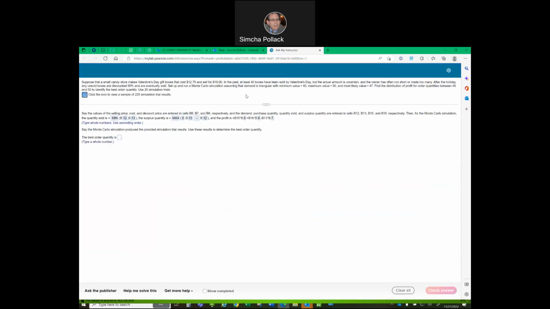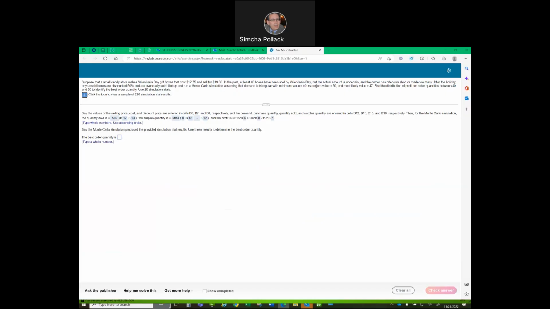So again, with a relatively simple example like this, you could probably solve it analytically, meaning coming up with some formula. But we're going to do it by a simulation, which is great when you have a really complicated situation. The only thing that's really uncertain is the demand, how many boxes. And the demand follows what's called a triangular distribution that goes from 40 to 50, and the most likely value is 47.